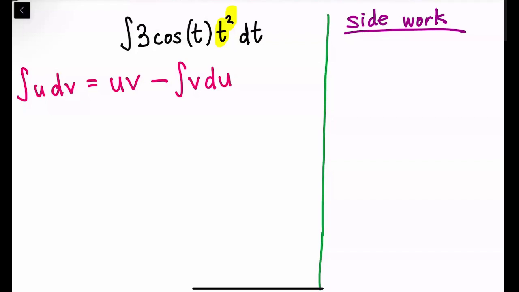Now, let's identify our u and dv. And usually we want u to be the function that is easier to take the derivative. And in this case, it's much easier to take the derivative of 3t squared. So u will be 3t squared. And next, dv will be the remainder of our original problem. So that's cosine dt.